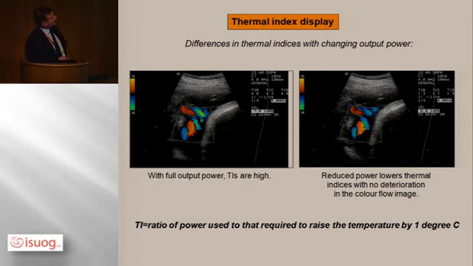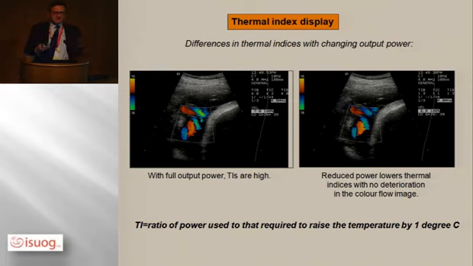So thermal index, you can see it on every machine. And here we have TIB, bone, cranial, soft tissue. So display here, this is very high TIs, 4. It should really be at 1.5 or 1. And that image is very little better. In fact, you could argue it's worse than this image here. Can you see? And the TIs here, 1.3, 1.1.